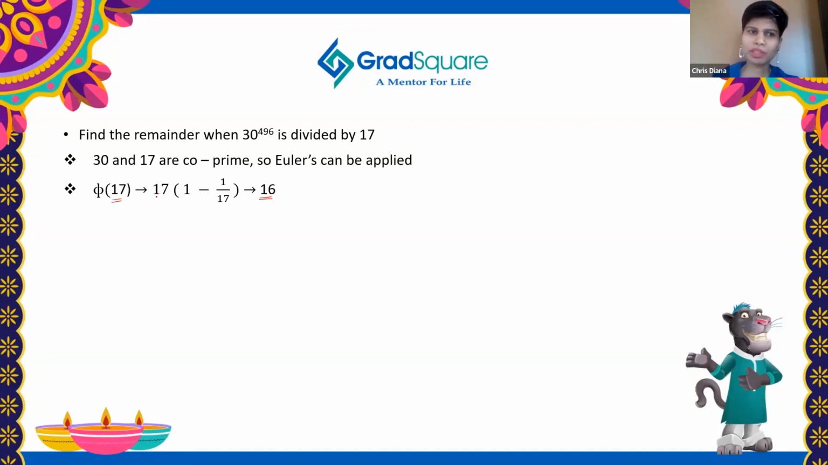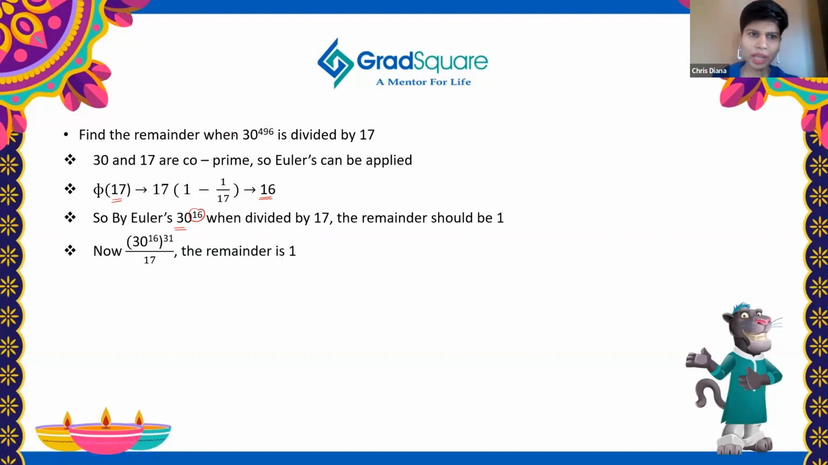Or I can also apply the totient function formula, that is 17 into 1 minus 1 by 17, as 17 is the only prime factor of 17. So phi of 17 is equal to 16. Now, by Euler's theorem, I know that 30 to the power phi of 17, which is 16, when divided by 17, the remainder should be 1.